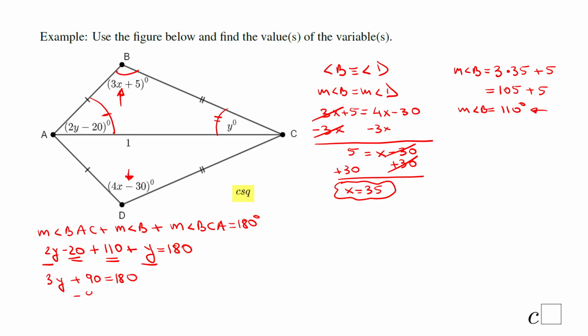We're gonna subtract 90 here on both sides, obviously, and we end up with 3y equals 90, and the last step, divide by 3, so we have y equals 30. And that's it for this problem.